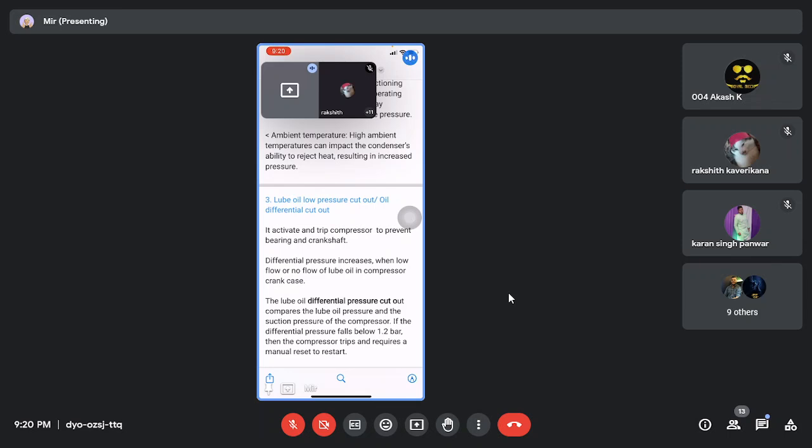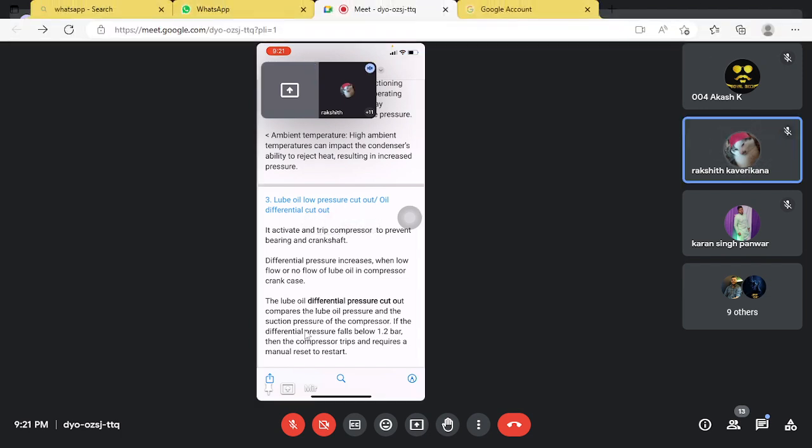The third point. For every compressor, it's not 1.2 bar, no? Yeah, I think it's talking about marine compressors on ships. Okay, okay. Yeah.